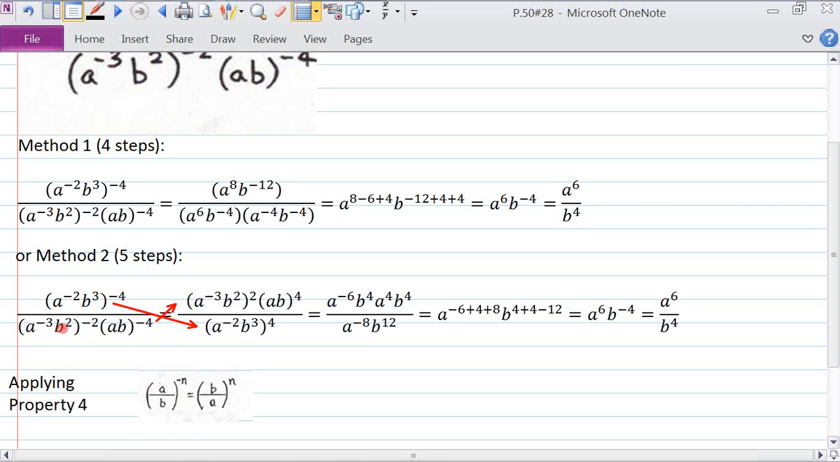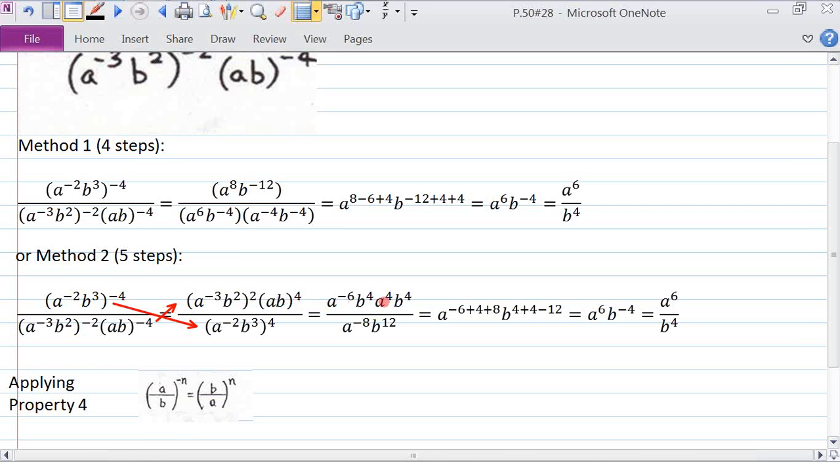Now I'm going to take this term, leave it as it is, and move it from the numerator to the denominator, and now it's plus 2. Notice what's in the bracket stays the same. The ab to the minus 4 moves from the denominator to the numerator and becomes plus 4. Now I multiply 2 times minus 3, get a to the minus 6. 2 times 2 becomes 4.